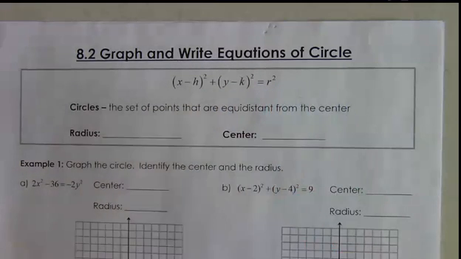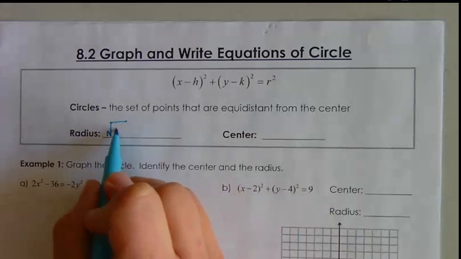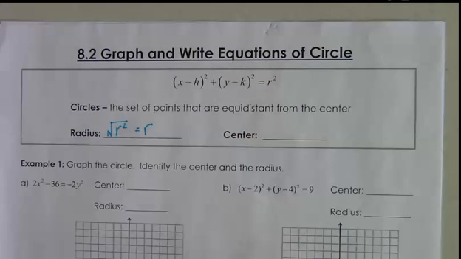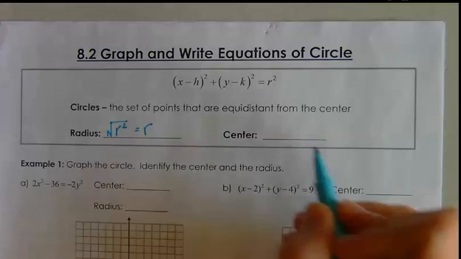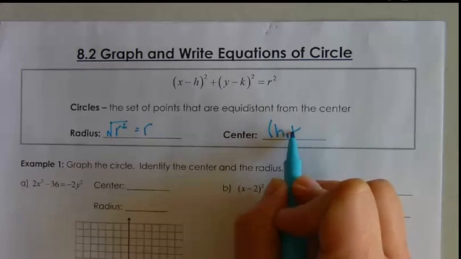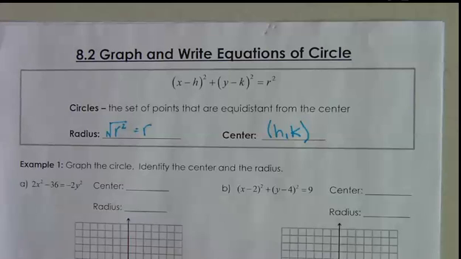Your radius is just going to be the square root of that r squared. That's our radius. And then your center is going to be at (h, k). So that's just like the vertex with the parabola, where you're taking the opposite of whatever's in the parentheses with your x or your y.